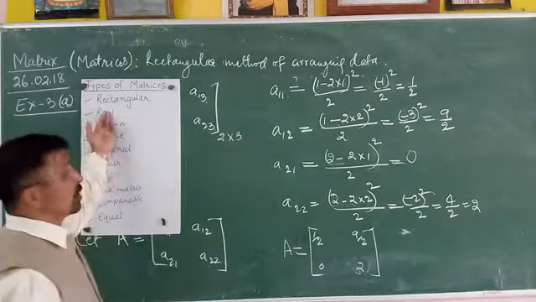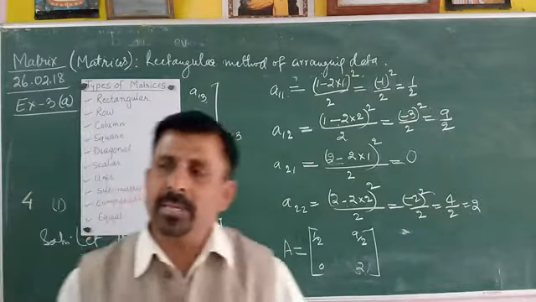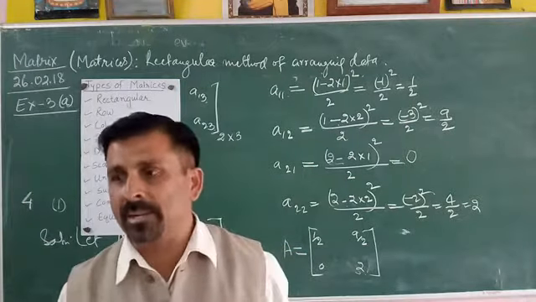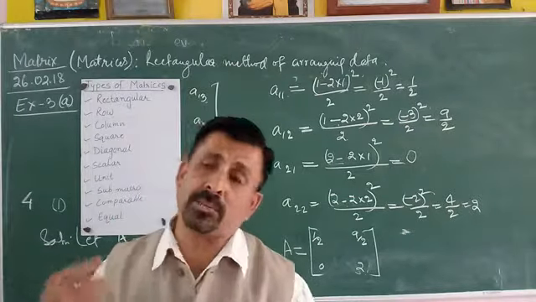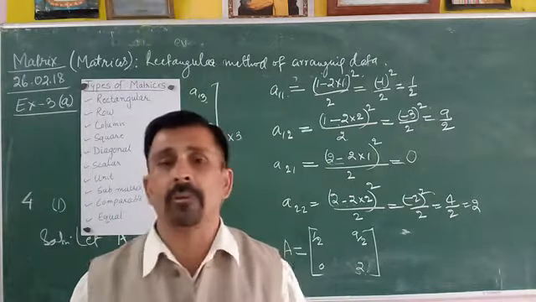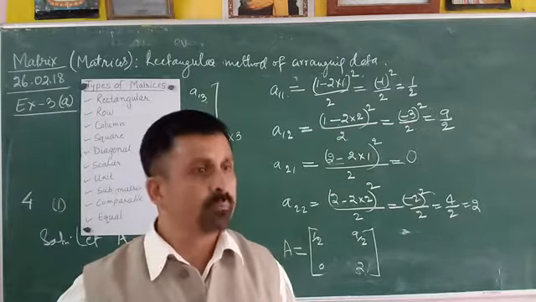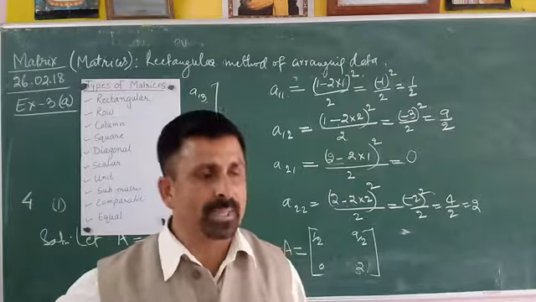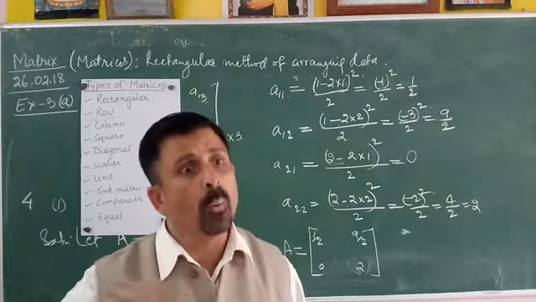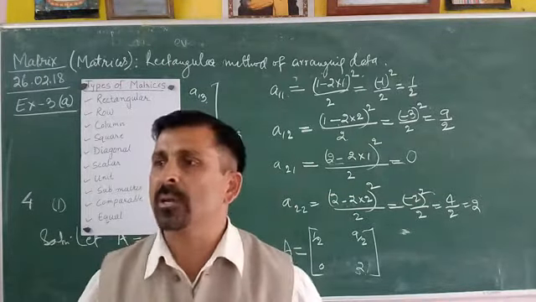Next thing is row matrix. This row matrix also is a rectangular matrix. But this is called a row matrix because there will be one and only one row. There can be many columns, any number of columns, but the number of rows will be only one. Such a matrix is called a row matrix.